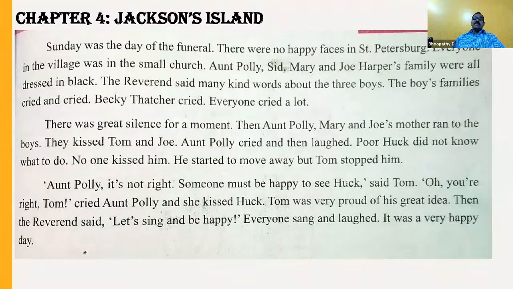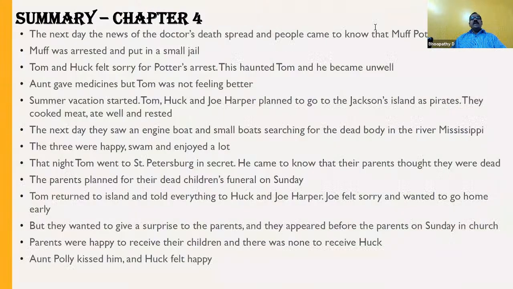Then the reverend said, "Let's sing and be happy." Everyone sang and laughed. It was a very happy day because they thought the three boys were dead, but they returned very safely. All the people were very happy. The whole town of St. Petersburg was very happy. That's the end of chapter 4.